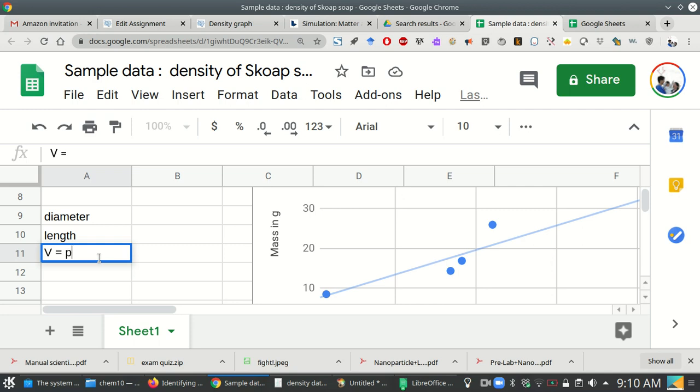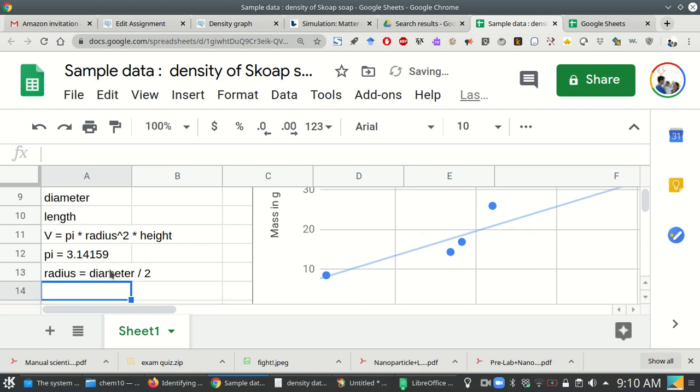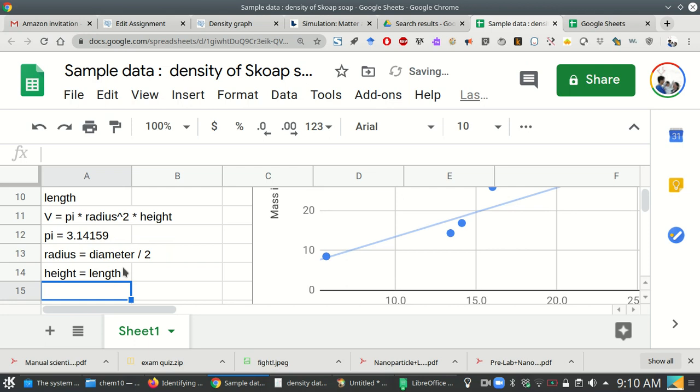The volume of a cylinder is pi times the radius squared times the height, right? So pi, we can just call 3.14159, and the radius is going to be the diameter divided by 2. And the height is going to be the length. All right? Now it's important to remember about the significant figures here.